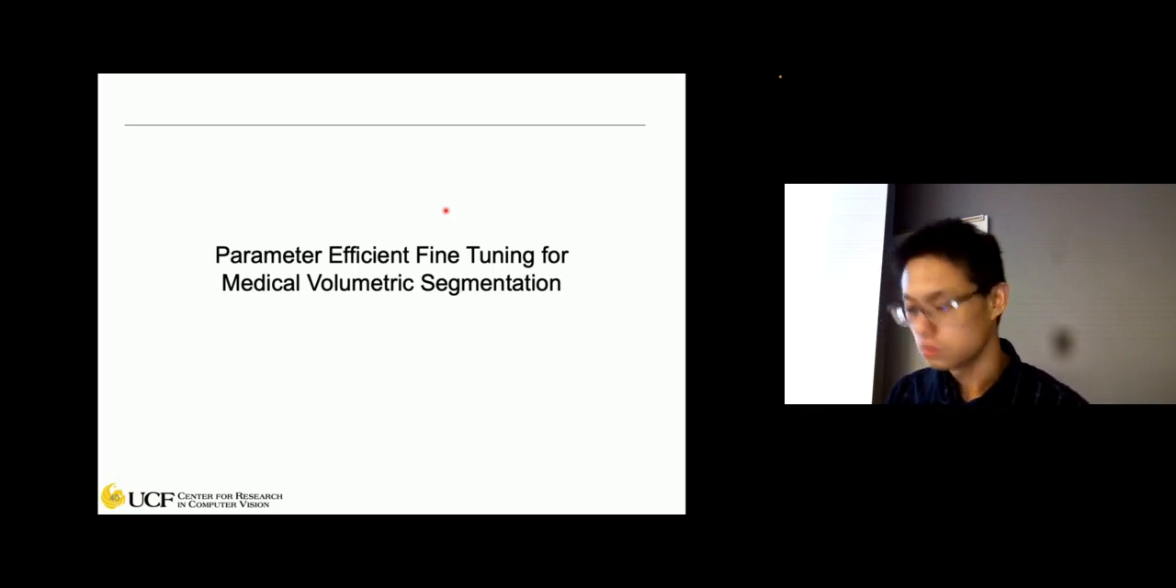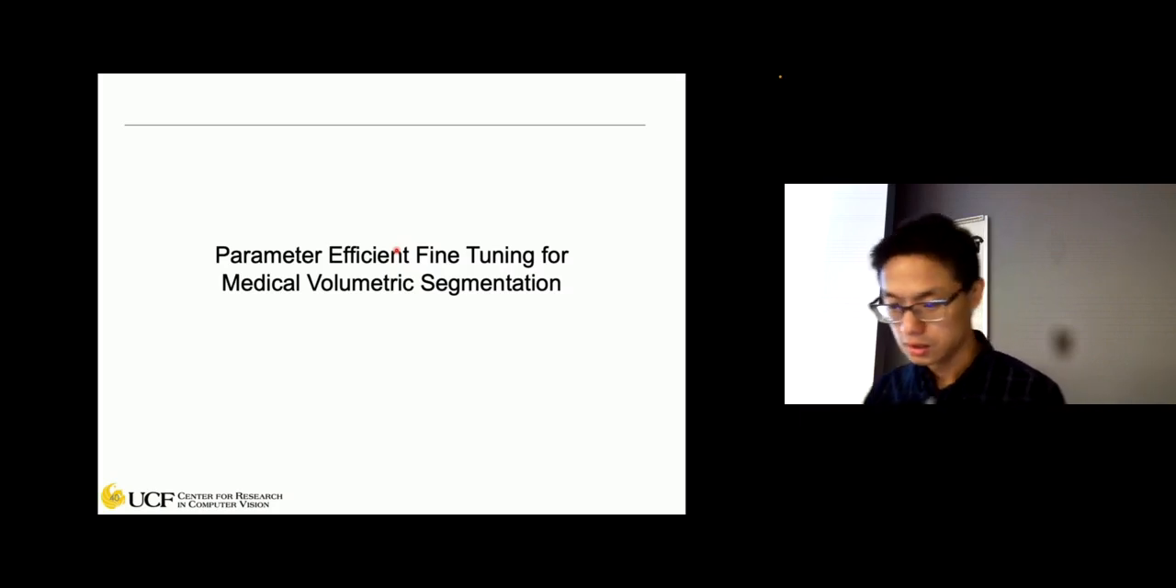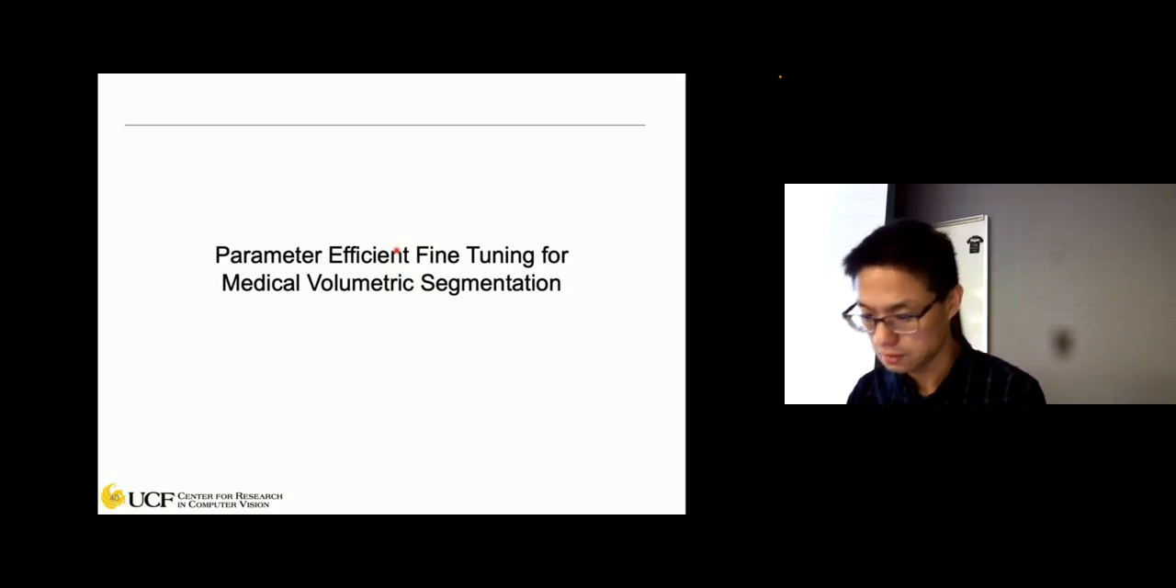Lastly, I also want to talk about our work. We also have work using parameter efficient fine-tuning for medical volumetric segmentation, that is, how we apply this strategy to the segmentation task.